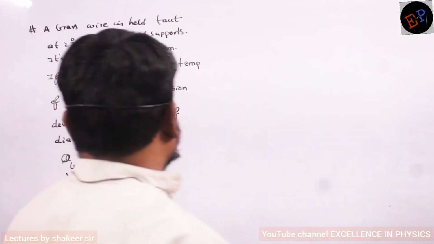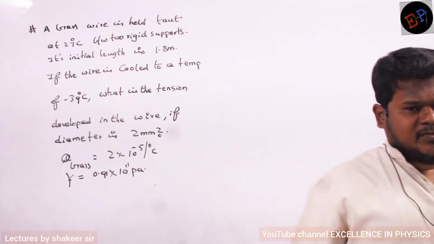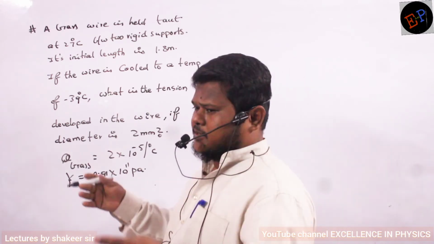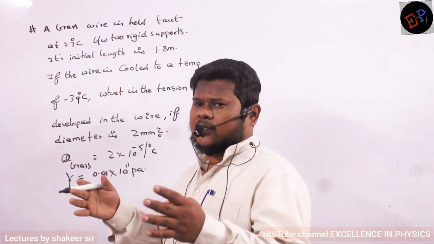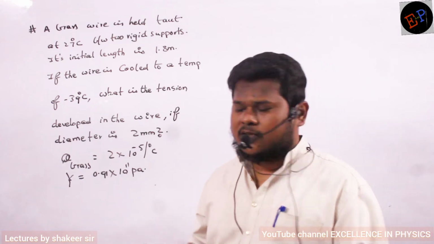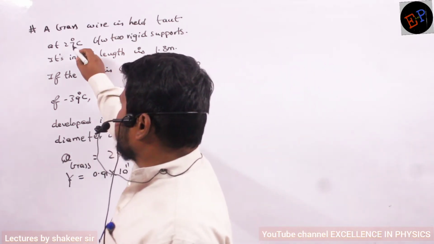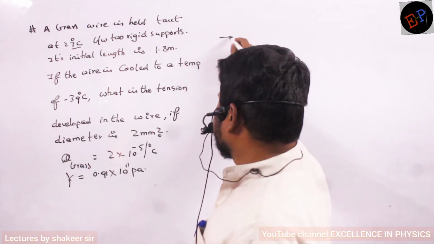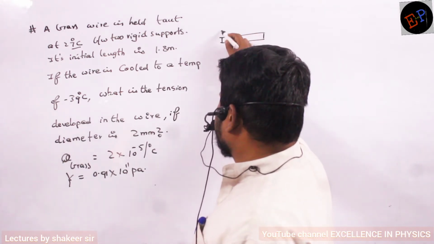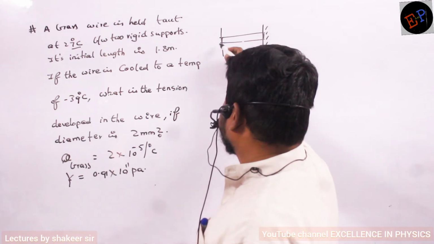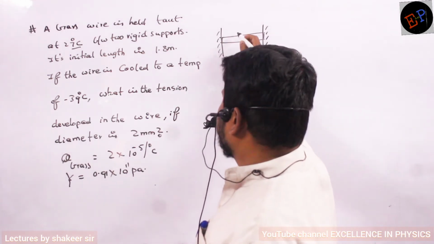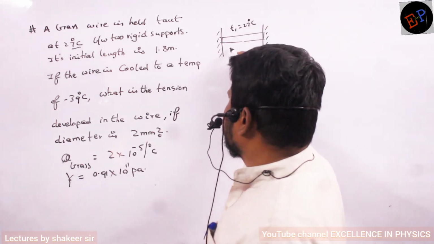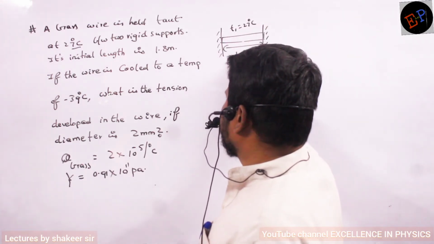Okay? So this is the question given on thermal stress. So see what data is given. A brass wire is held taut. Taut means we are just holding this brass rod without any tension. Negligible tension is called taut. So at 27 degrees between two rigid supports, its initial length is 1.8. So this is a rod which is held between two supports like this. Its initial temperature is 27 degrees Celsius, and its initial length is 1.8 meters.